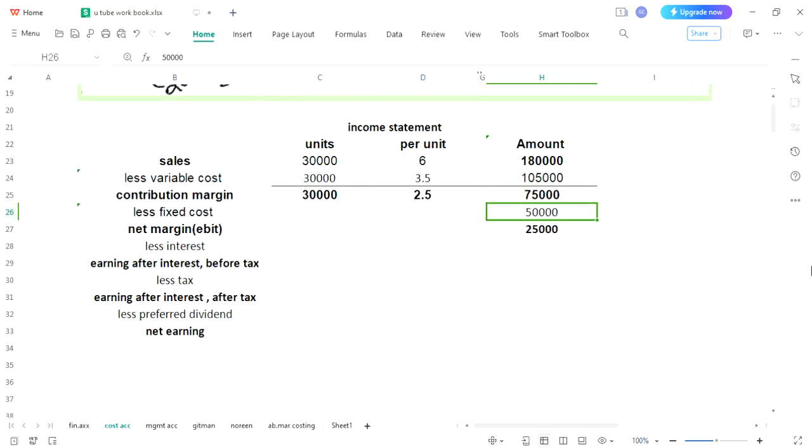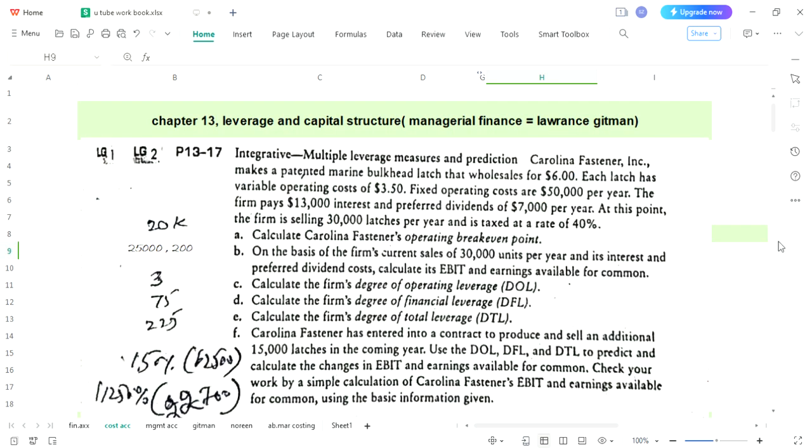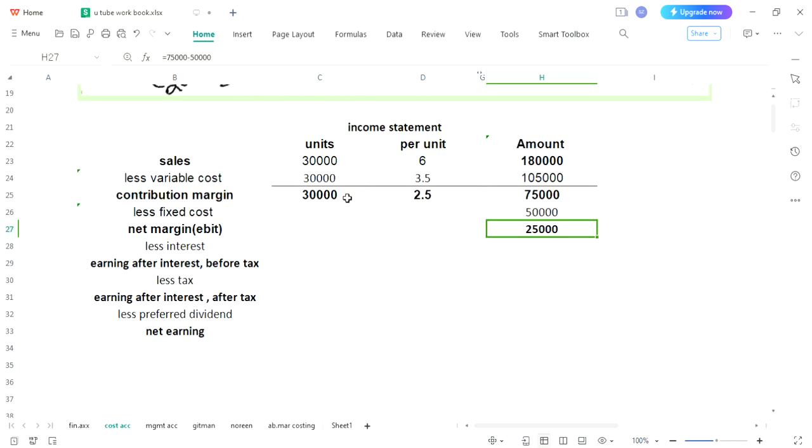Alright, so what we need next is the amount of interest. Look, the firm pays 13,000 interest. Let's put 13,000 over here. Now we can calculate earning after interest, for which we will simply subtract interest from the previous earning. 25,000 was your previous earning, amount of interest 13,000. In this way, after-interest earning has been calculated, which is 12,000.